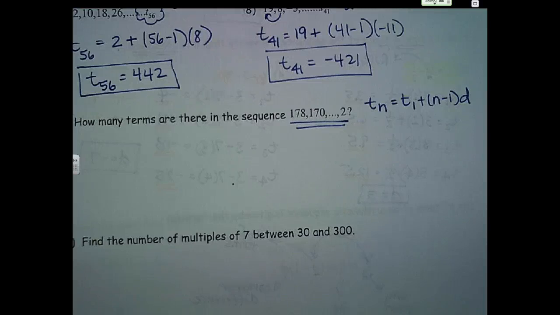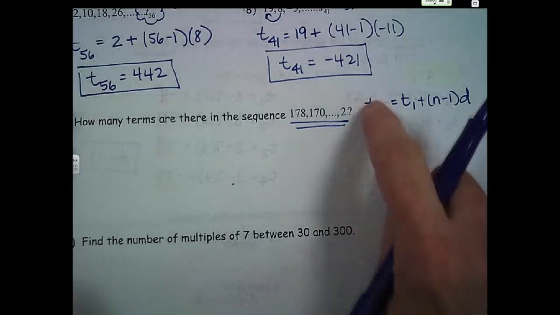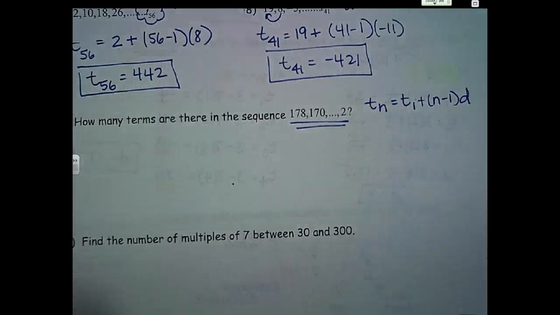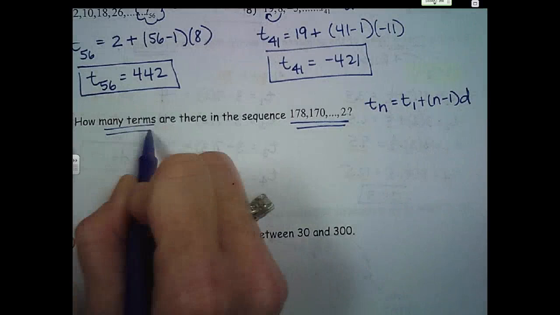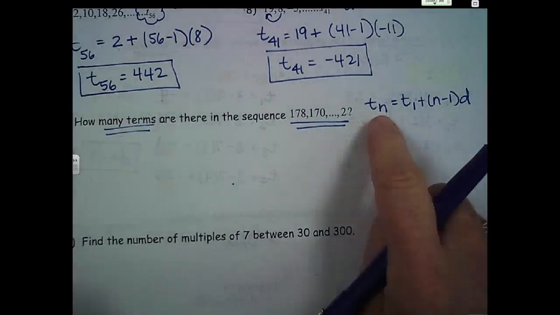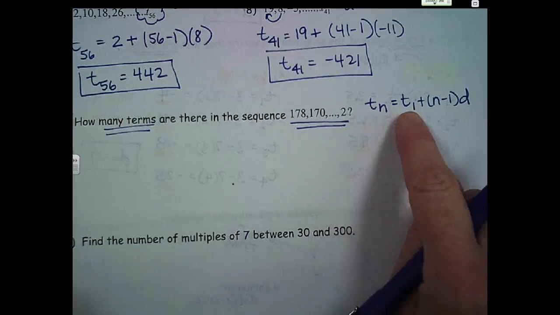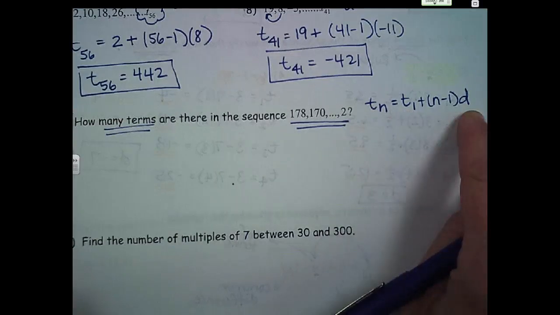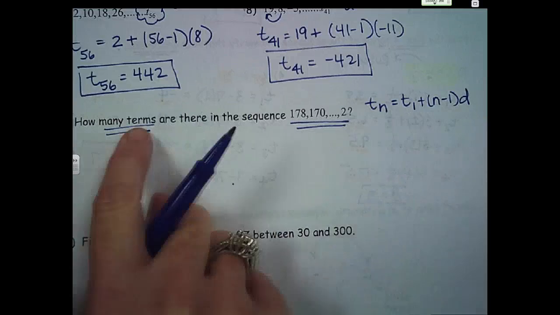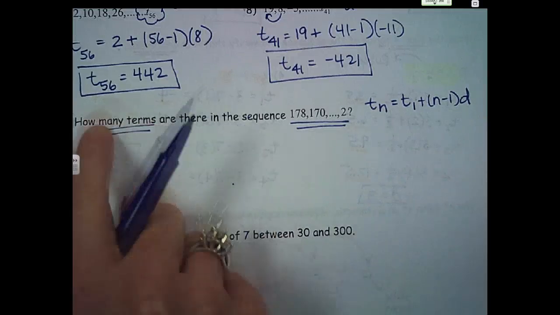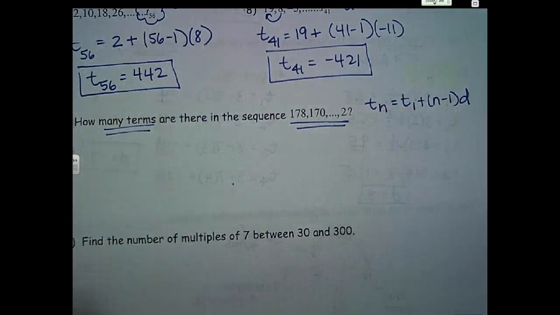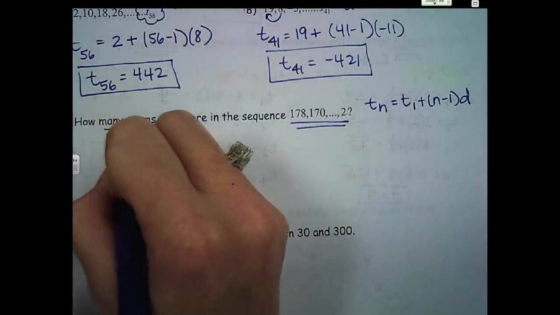Now my question to you is, if I'm looking at this formula, what variable am I actually looking for when I want to know how many terms there are? Do I know the last term? Yeah, I know the nth term. Do I know the first term? Yes. Can I find the common difference? Yes. So which variable am I looking for? It's n.